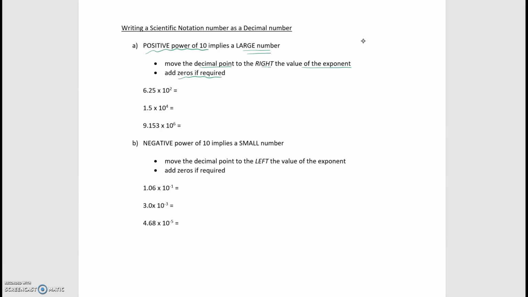Okay, so let's look at this first example. 6.25 times 10 to the 2. That means I need to move the decimal place 2 places to the right. So the answer is 625. Pause the video, try the next two examples. Okay, check your answers. Hopefully you were able to get those two answers correct.